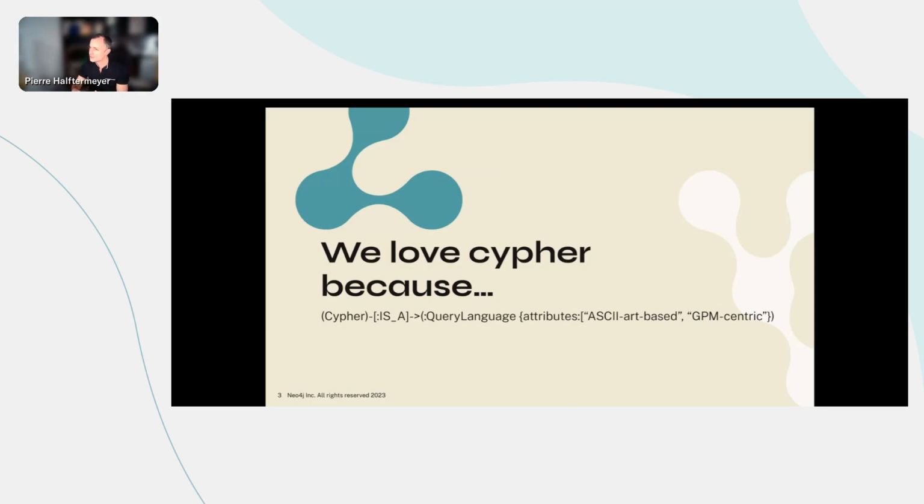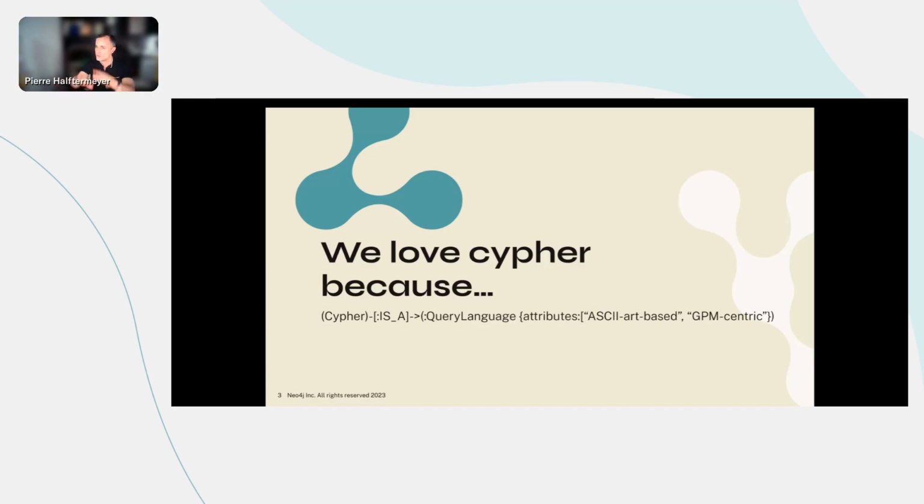If we are here today, it's because we love Neo4j, we love graphs, we love Cypher, our beloved query language. And why do we love it? It's because it's a query language with ASCII art-based patterns, and a language which is graph pattern matching centric. When I say GPM, it's for graph pattern matching.